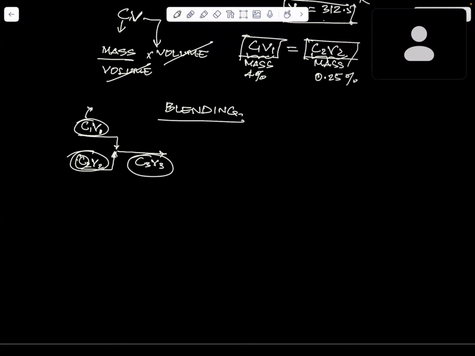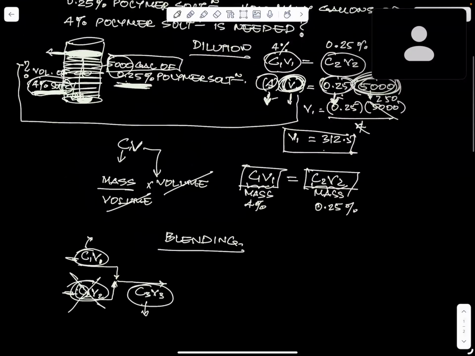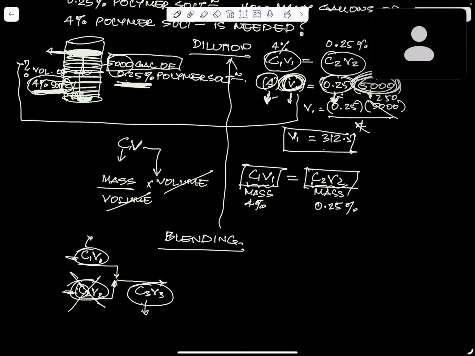Do you understand what I'm saying? That's how blending basically works. All you're trying to do is take one stream with a higher concentration and add another stream with a lower concentration to produce something with a concentration between C1 and C2. Think about it this way: if I just want to blend it with water, meaning there's no C, blending becomes a dilution calculation, because in this case C1V1 is going to equal C3V3.